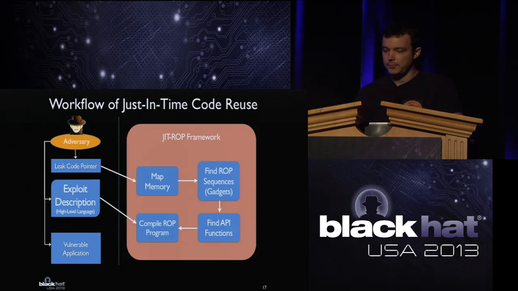Then we return that ROP payload back to the adversary's script, and the adversary can then leverage the control flow vulnerability to redirect the program control flow to the newly generated ROP payload.